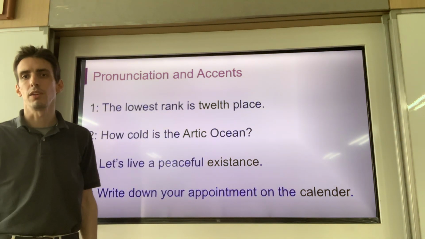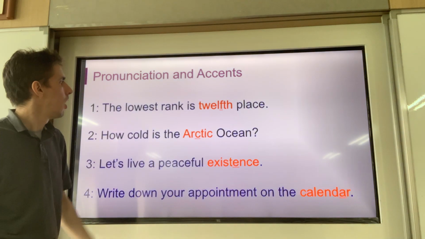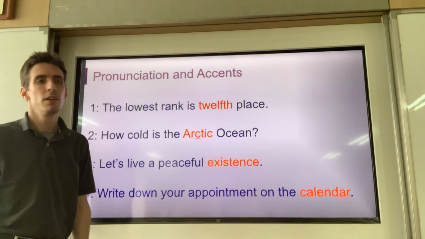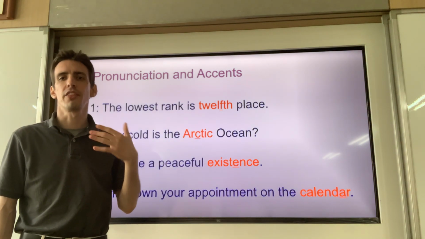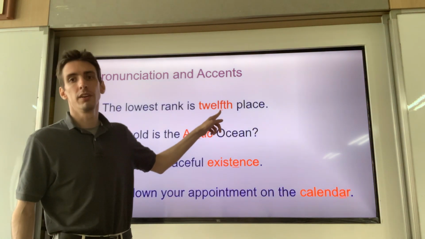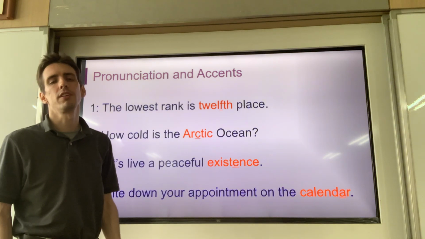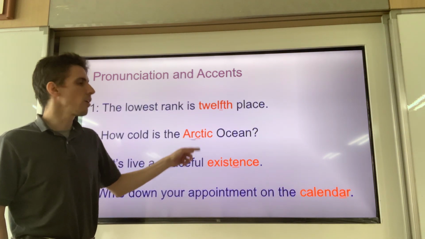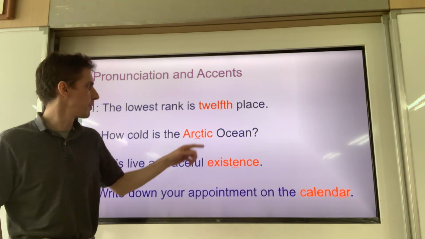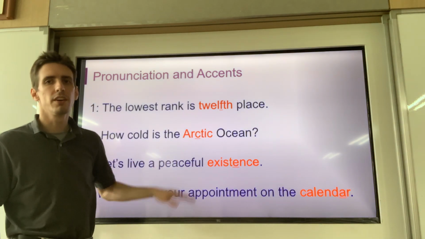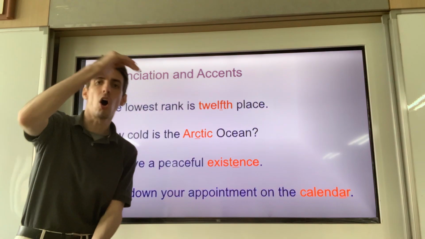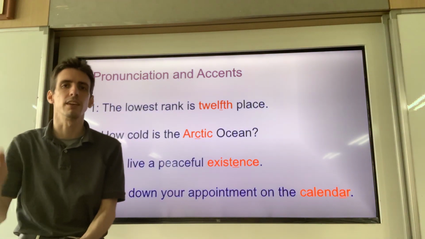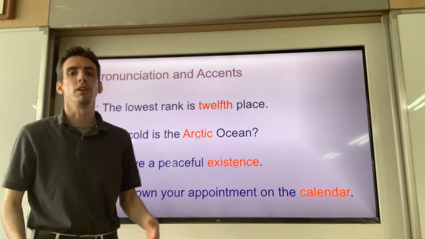Arctic Ocean. 12th. Let's see. What's right and what's wrong? All of them are wrong. The 12th has an F here, believe it or not. It's a misspelled word. Arctic is spelled Arctic, but this letter is silent. You can't hear it. Because the ocean arcs over the planet, it's called the Arctic Ocean.